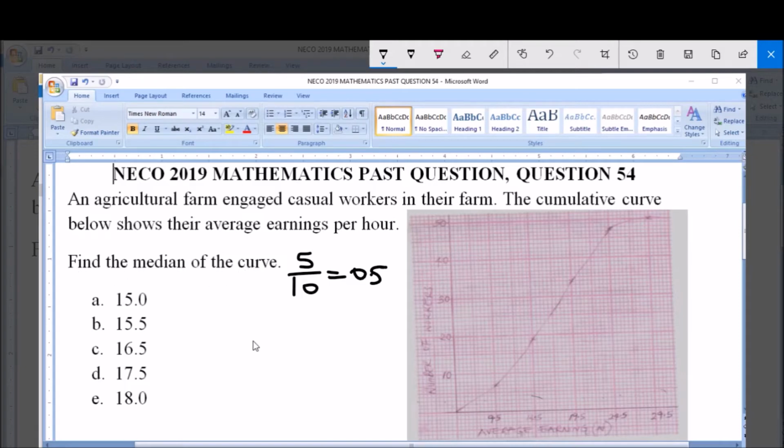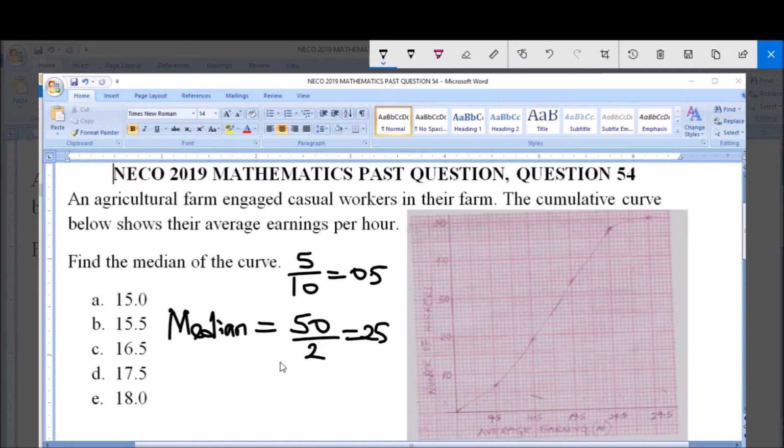But now the question asks us to find the median of the curve. And for us to find the median of the curve, we have to find the median of the frequency. Median simply means half, the middle one. So to find the median of this curve, we use the cumulative frequency, 50 divided by 2, and that is equal to 25. Now 25 here is not the median, but to find the median we use the cumulative frequency divided by 2, which gives us 25.